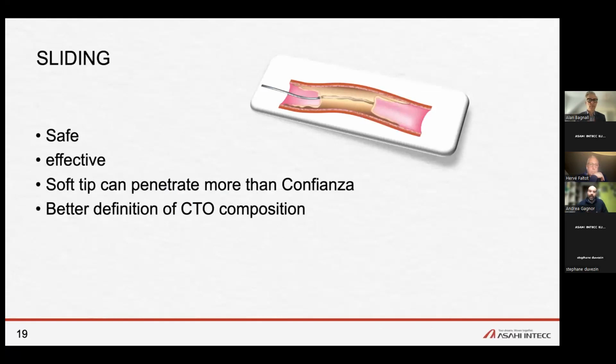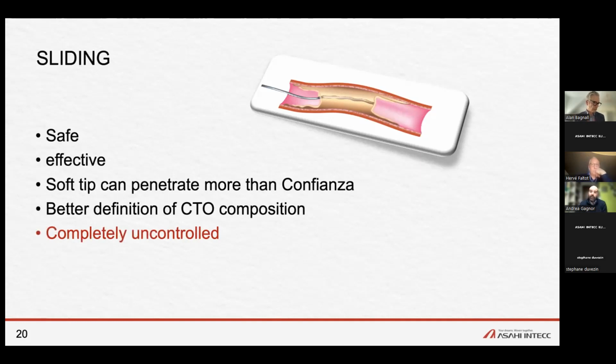But you have to realize that sliding is relatively safe. The major problem that you can create is some dissection at the level of the proximal cap. Very often it is effective, and sometimes, surprisingly, the softer tip can penetrate more than the stiffer tip, because it is able to slip through the point of resistance instead of rushing through the wall. You have a better definition of the CTO composition, but it is completely uncontrolled.